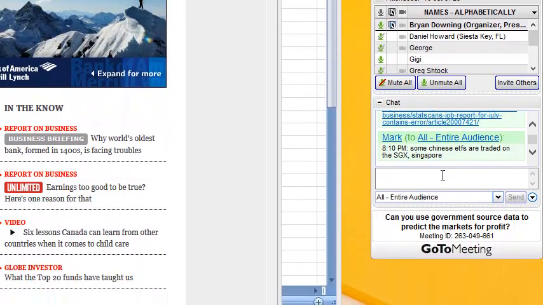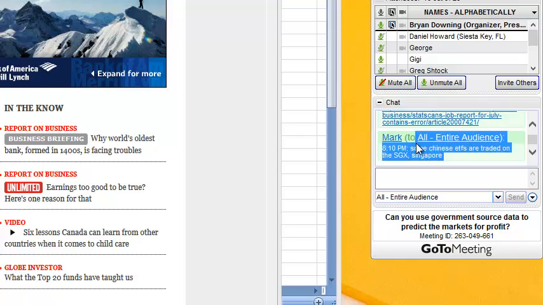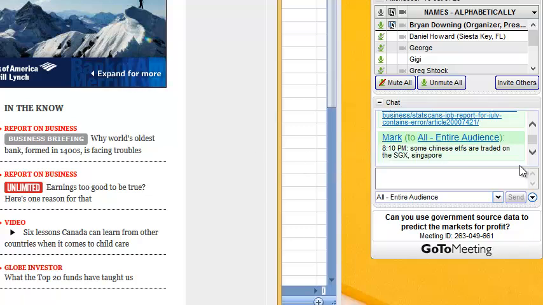Anybody else? Mark added some Chinese ETFs to trade on Singapore SGX. That's true. I think you can probably get SGX through other ETFs as well. But I like to be a little more active than through an ETF, that's for sure. More interested in direct equity, direct stocks.